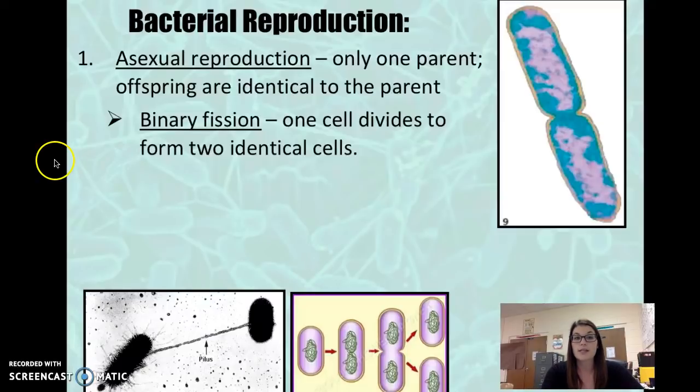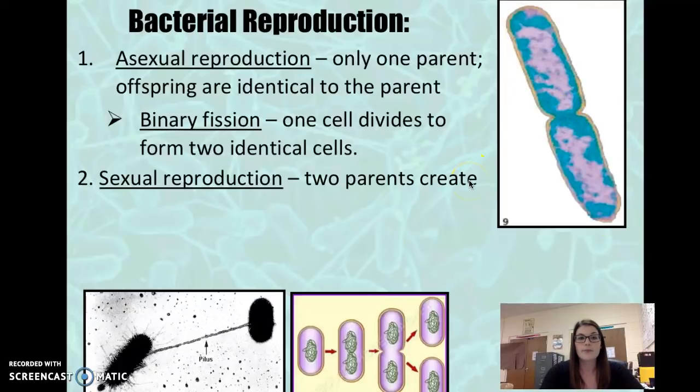The process of asexual reproduction in bacteria is called binary fission. So binary fission is where one cell divides to form 2 identical cells. So we kind of have an example of that going on right here.